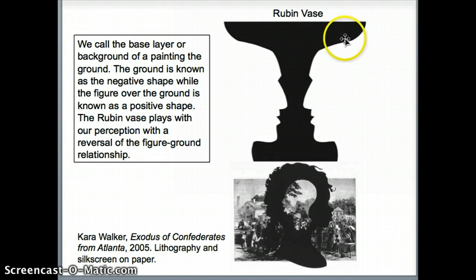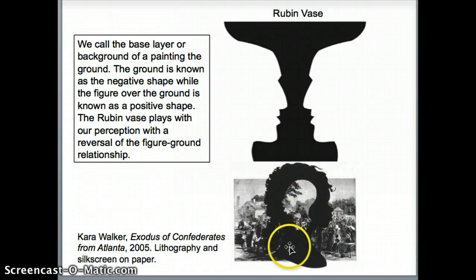But as we can see here with the Rubin vase, this artist is playing with our perception, with the reversal of the figure-ground relationship, because based on how you look at it, it could be two faces are the figures with the negative shape being this black area, or the positive shape is the vase with the negative shape being the white areas.